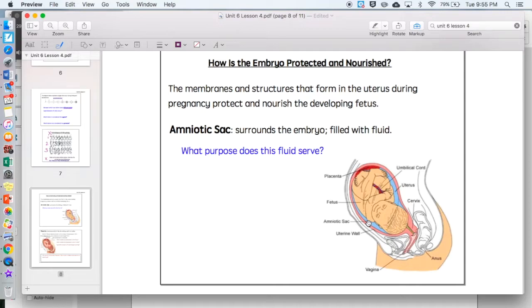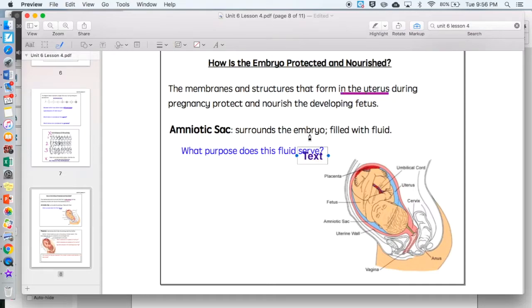Okay, next stage. How is the embryo protected and nourished? So this is a very important thing if we are humans and we want to continue the population, or for any mammal that gives birth this way. So we need this embryo or fetus to be protected for its gestational period. So the membranes and structures that form inside the uterus during pregnancy protect and nourish the developing fetus. So there are a few parts. There's the amniotic sac that surrounds the embryo, and it's filled with fluid.